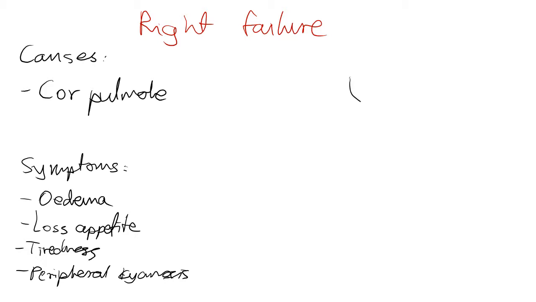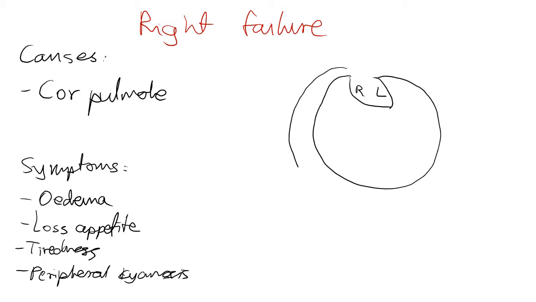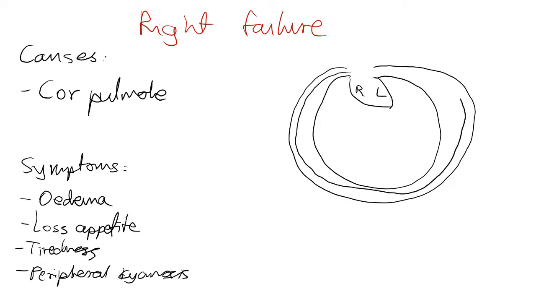So say, for example, if we have the heart here, and this is the right side of the heart, left side of the heart, and systemic circulation here, very crude drawing. If enough blood backs up such that the left side of the heart is affected, then that causes left-sided heart failure, and therefore we result in congestive cardiac failure or biventricular heart failure.